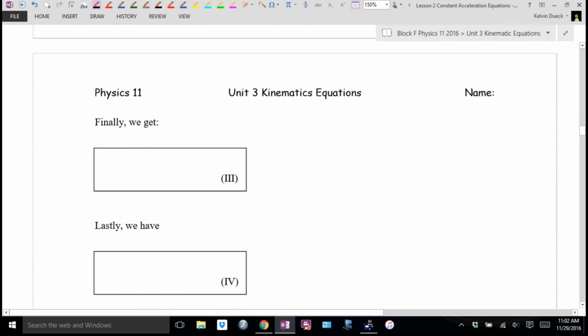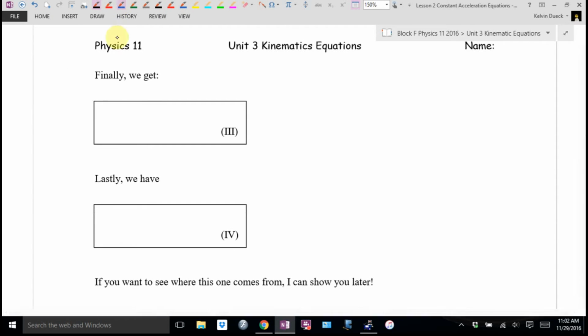So we're going to put that in this box here. D equals VIT plus 1/2 AT squared. And I think that's the third one over on your green formula sheet now. Yes? I think. See where it is. Find it.